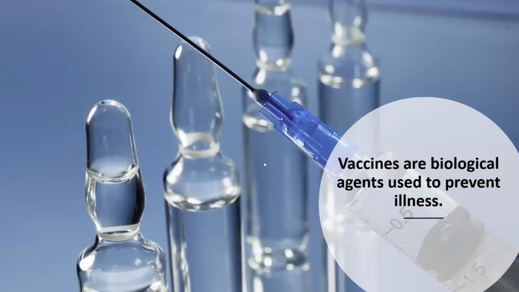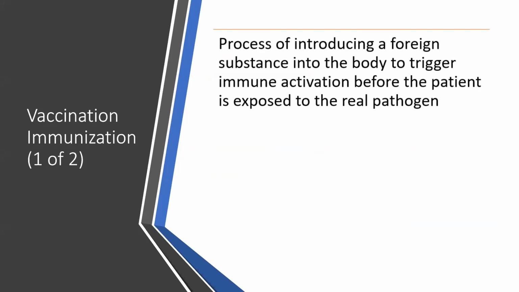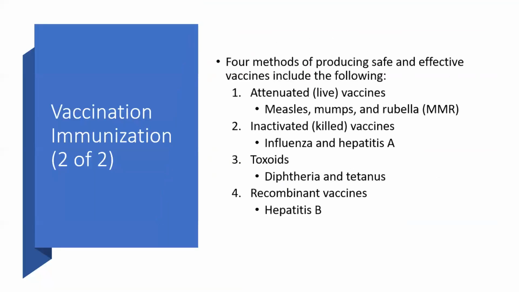Next are the vaccines. They are biological agents used to prevent illness. Vaccination or immunization is a process of introducing a foreign substance into the body to trigger immune activation before the patient is exposed to the real pathogen. The goal is to induce long-lasting immunity to a pathogen without producing an illness in an otherwise healthy person.